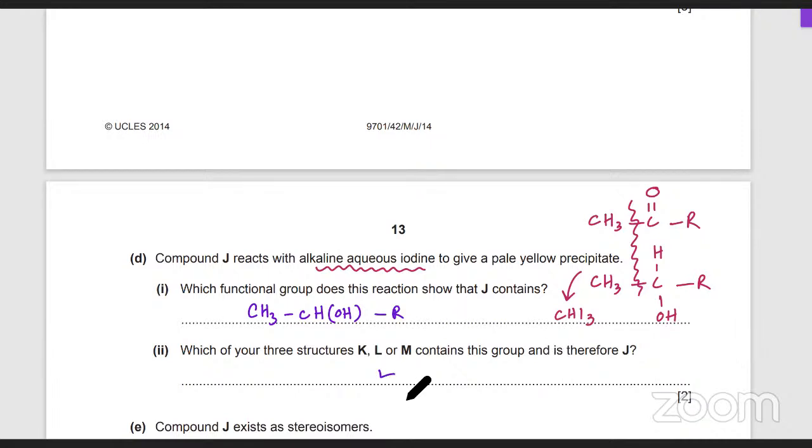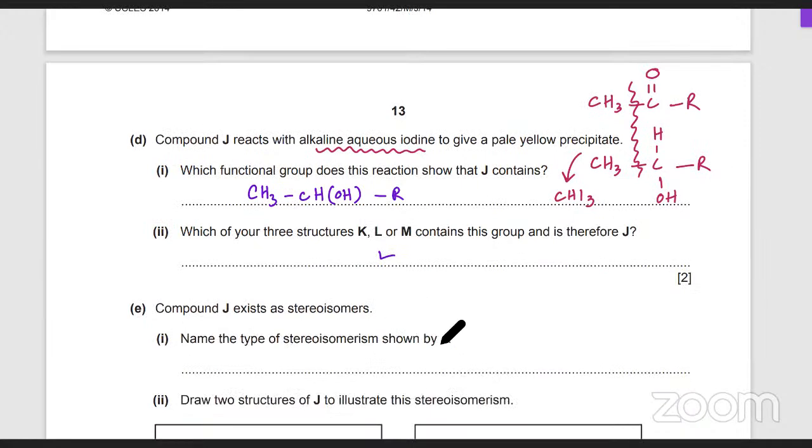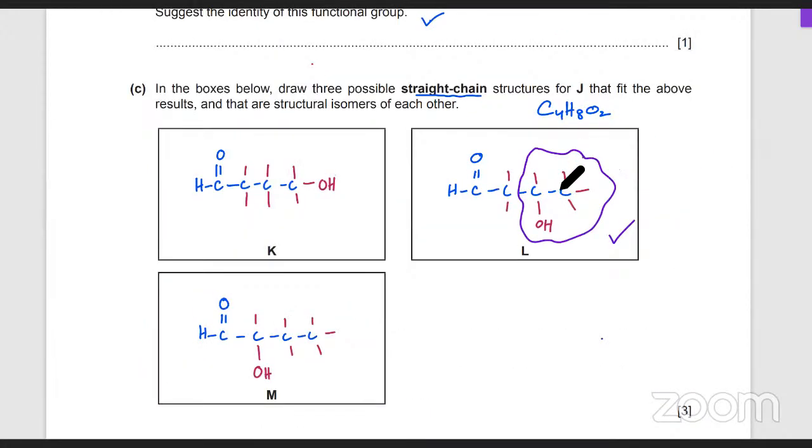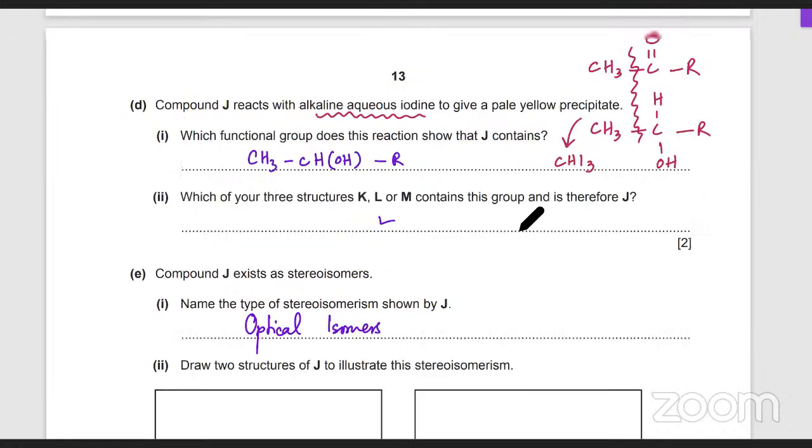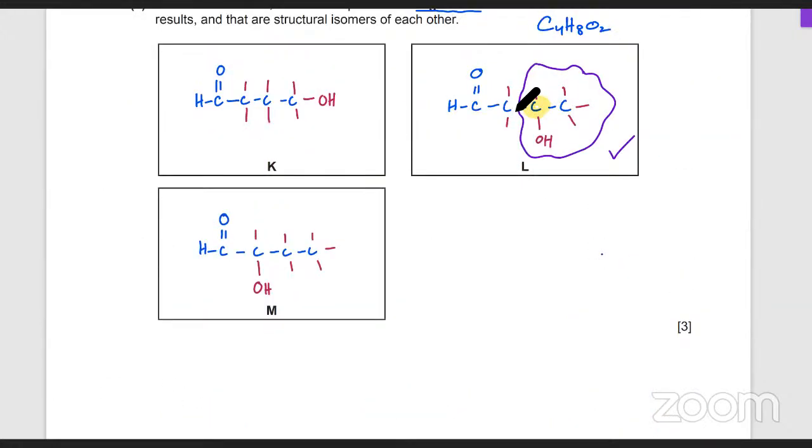Then he says compound J exists as stereoisomers. Then the type of stereoisomerism shown by J. So कौन सा stereoisomerism है? It's obviously chiral. ठीक है, around this carbon atom it's chiral. तो optical isomers. ठीक है, so it shows that it can make optical isomers, और उसको draw करने को कहा है, so you can quickly draw that. कि क्या है, इधर ही draw कर लेता हूँ.